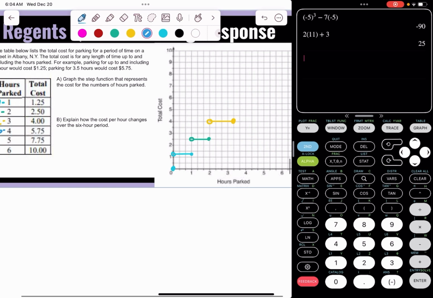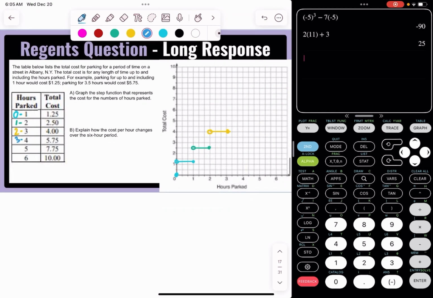So, I went a little bit too far with this yellow. I meant to only go to this point right here. Okay. So then, at 3 hours, when you're a little bit more than 3, you're paying $5.75. So I'm going to put an open circle there. But then definitely at 4 hours, you're paying $5.75. So that would be a closed circle.